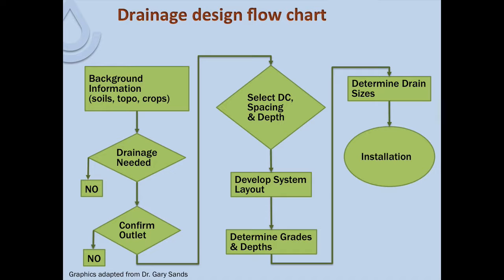This flow chart shows that as a linear process, but as we move through drainage design, often what happens is we make one decision that then causes us to go back and revisit some earlier decisions, and so typically this ends up being an iterative or somewhat circular process as opposed to a purely linear process.